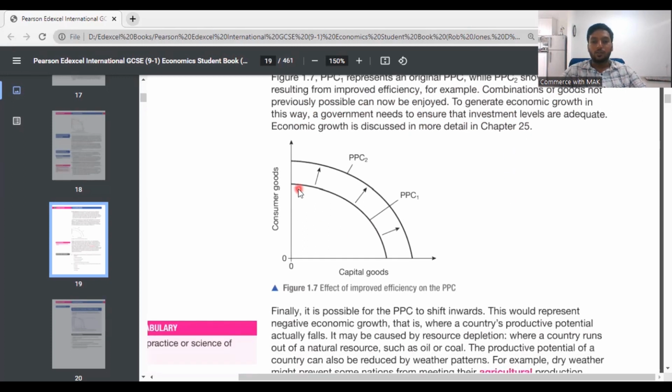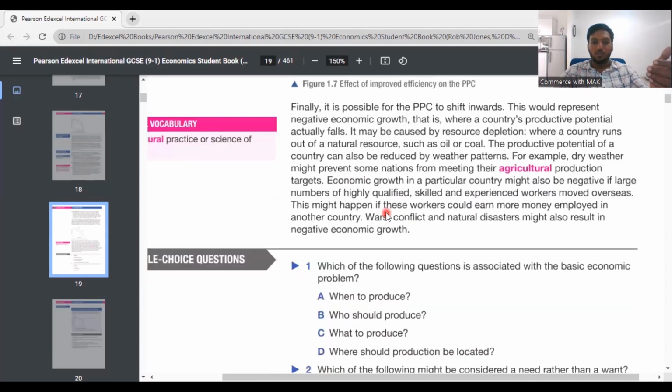So you can see that for consumer goods and capital goods, consumer goods have improved and it has produced as much as possible to a certain extent. Consumer goods have increased, capital goods have increased. This is due to the shift to the right, which I already explained, and the few reasons which we already learned on the above chart.